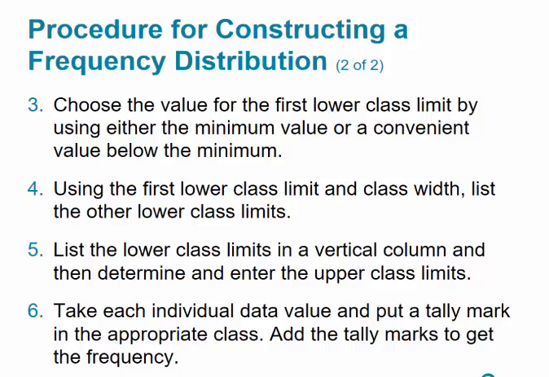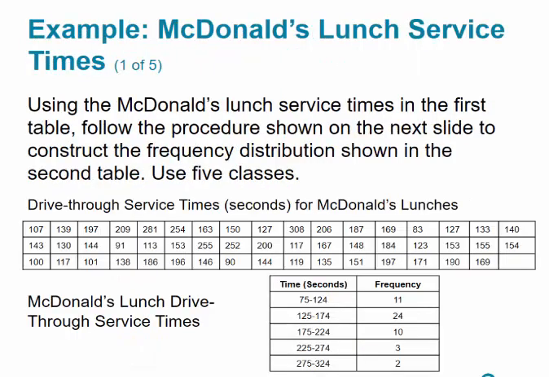Then you list the lower class limits in a vertical column, and you determine the upper class limits. Then you take each individual data value, put a tally mark in the appropriate class, and add them up to get the frequency. This is how you would do it if we were doing this by hand. The process is very similar, but you don't have to count by hand.